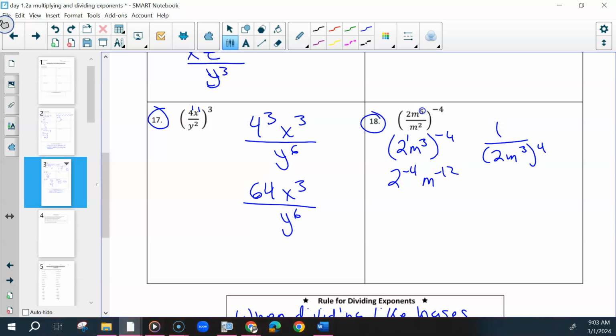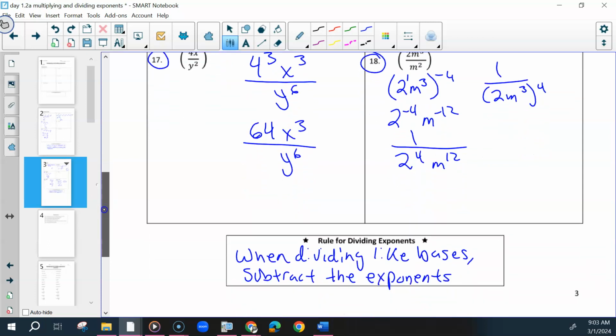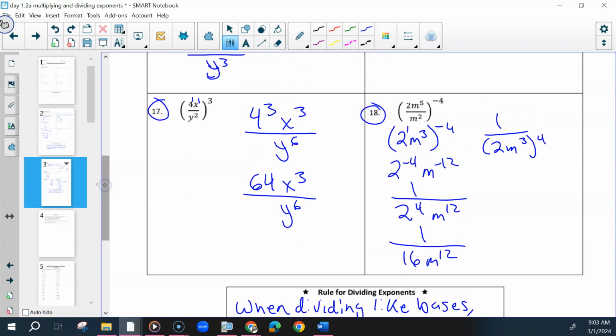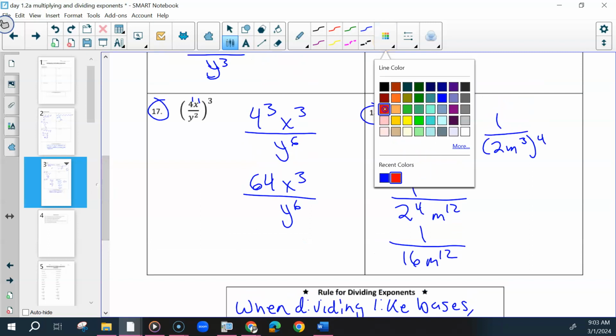So both of these would get flipped. And it would be similar to what's going to happen in that one. 2 to the 4th is what? 16. Yes. And then m to the 12th. So in this one we did the inside first. If you had done the outside first, I'm just going to show that. You don't have to write this, but you can if you want.